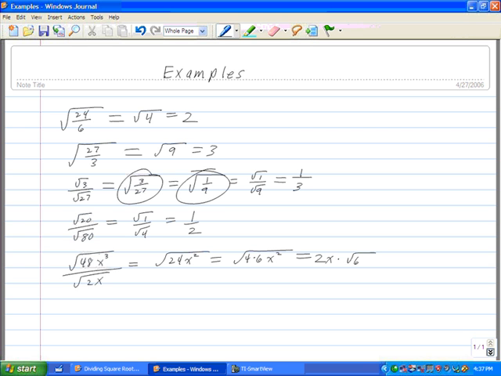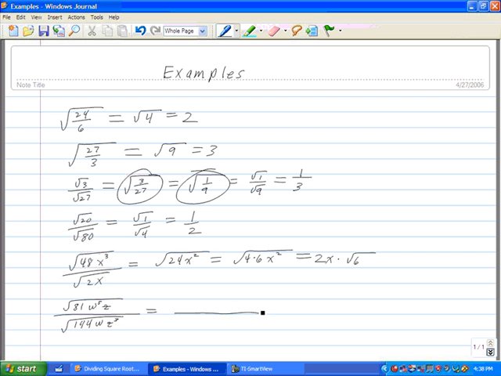Now let's look at some larger values and see how this continues to work for us. Let's look at the square root of 81w to the 5th z over the square root of 144w z cubed. And again, I don't have to put them all together just to break them back apart.